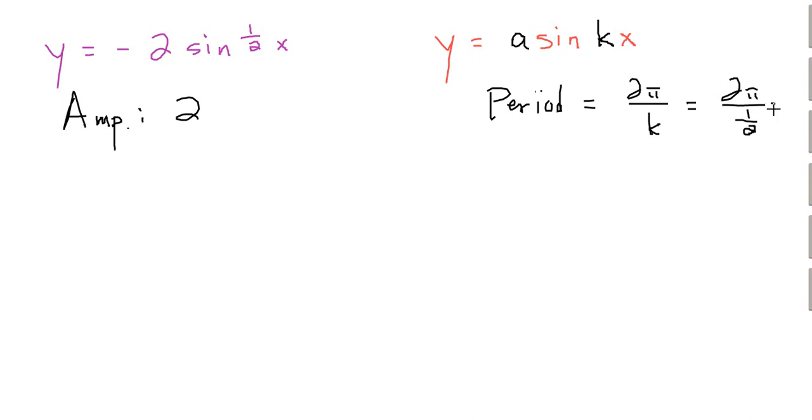Let me put it down here. 2 pi divided by a half. How many halves can you fit into 2? You can fit 4 of them. So the period is 4 pi for this particular one. Amplitude is 2. Period is 4 pi. So now, along with that negative, we have enough information to graph this.